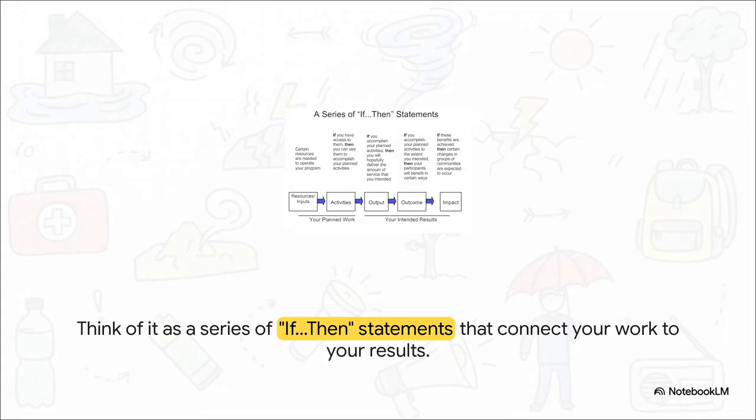And honestly, this is the easiest way to think about it. The whole thing is just a series of if-then statements. If we have this funding, then we can run these workshops. If we run these workshops, then people's knowledge will increase. It connects the dots. If you remember if, then for logic models, you're golden.